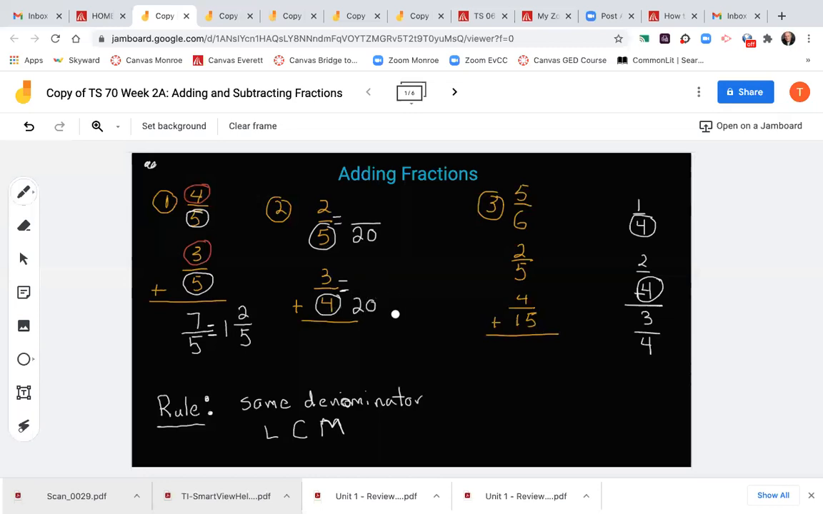So that's what we write. We just write a 20 next to it. It equals something over 20, okay? Like I did. Now we've got, let me start at the bottom here. 3/4 equals something over 20.